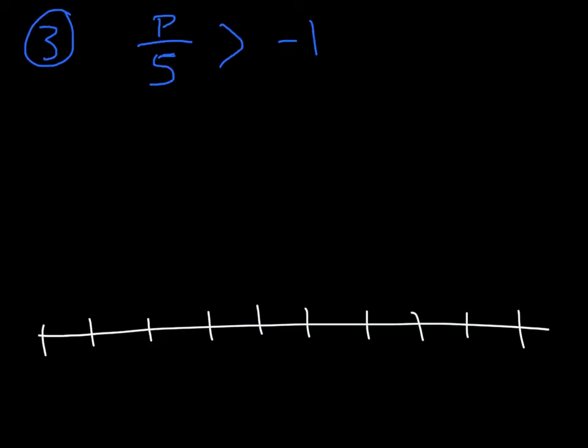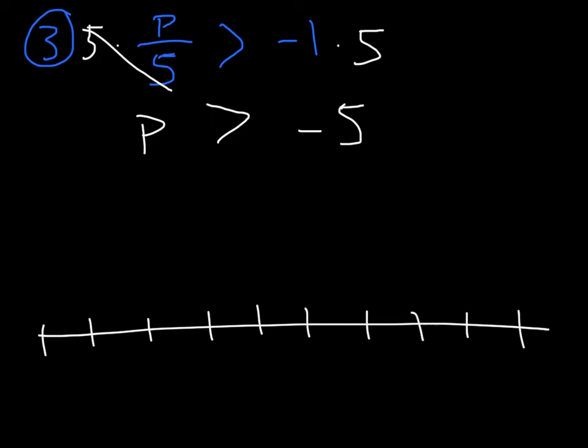Number 3 says p divided by 5 is greater than negative 1. So to get p by itself, remember we need to multiply by 5 on both sides. If I multiply by 5 and divide by 5 on my left side, those will cancel. I'm just left with p. On my right side, negative 1 times 5 is negative 5. And since I multiplied by a positive number, this does not change, so it's still greater than. So p is greater than negative 5.